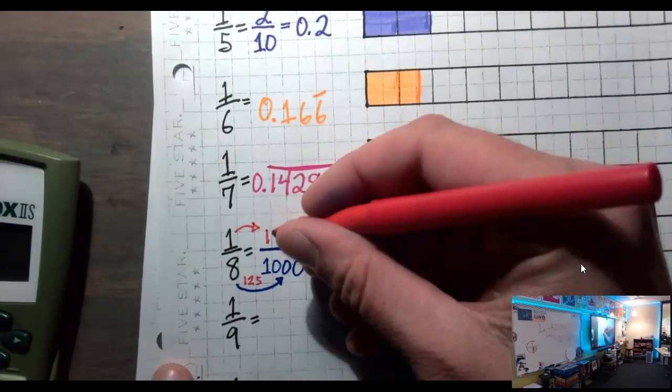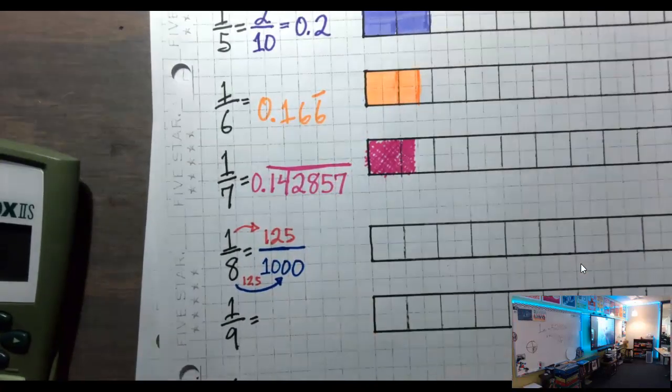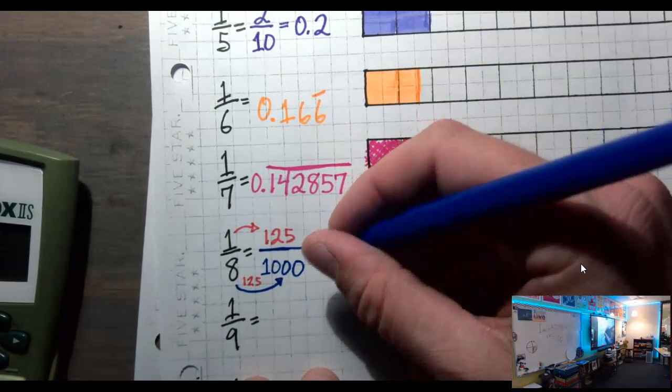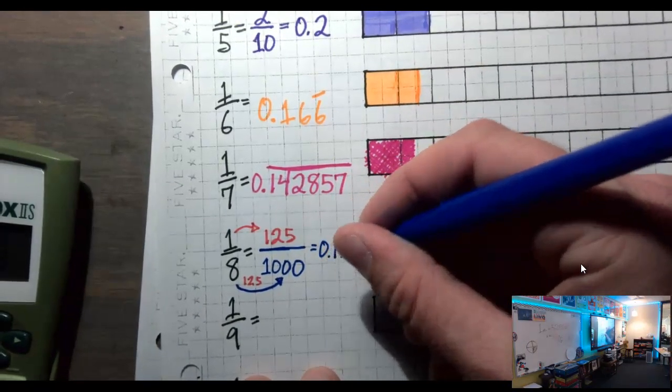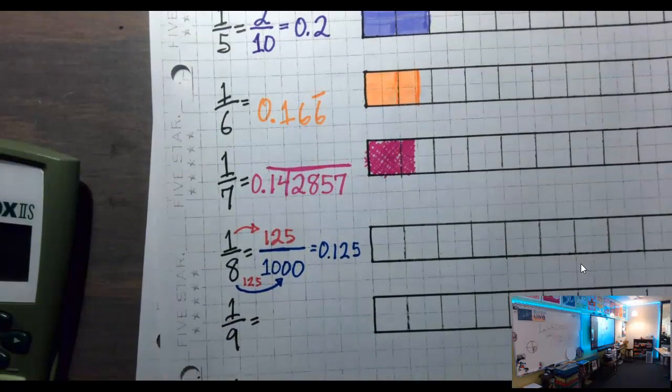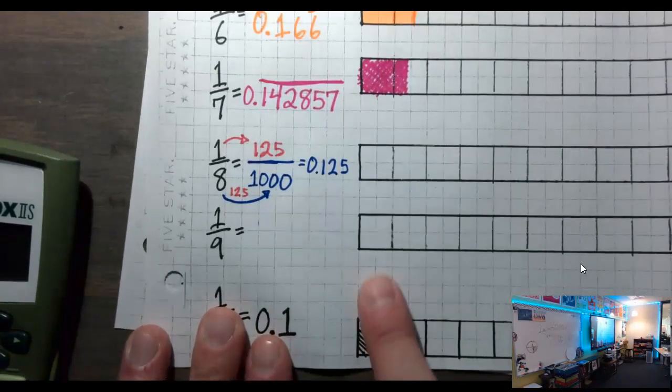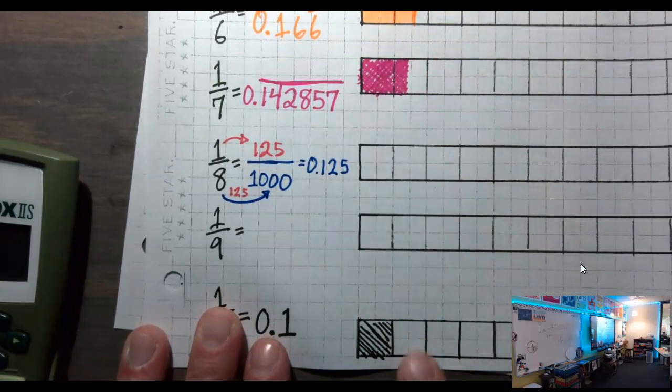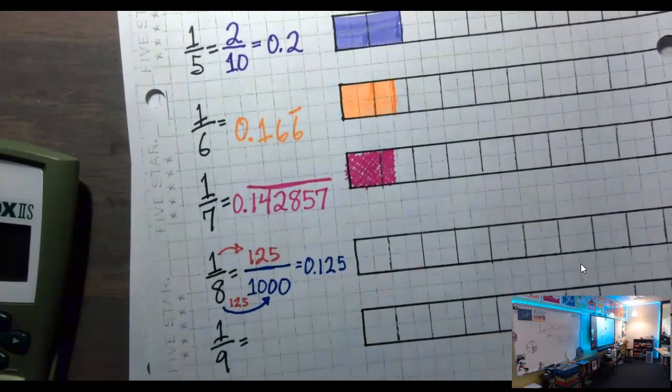So, guys, 125 thousandths. So, do we get a tenth? Yeah. Guys, notice how all of these are bigger than a tenth? All of these are more. So we for sure get a tenth.